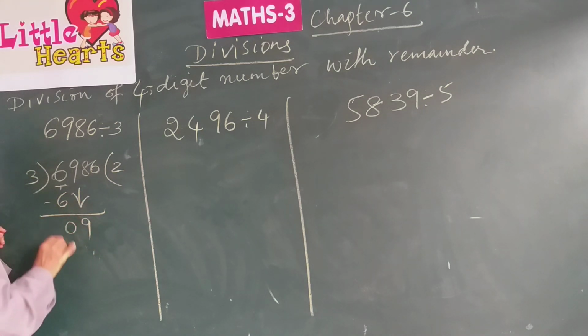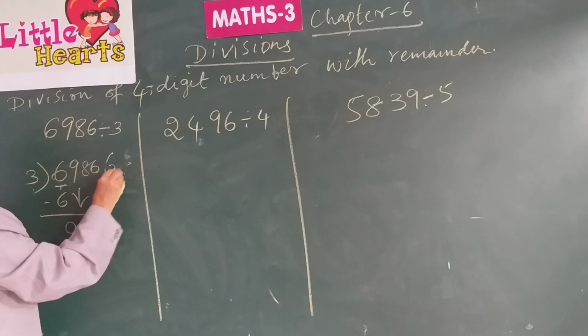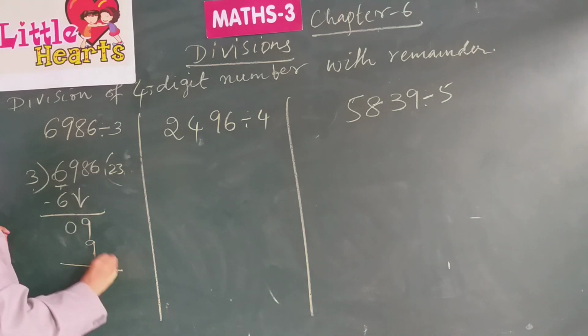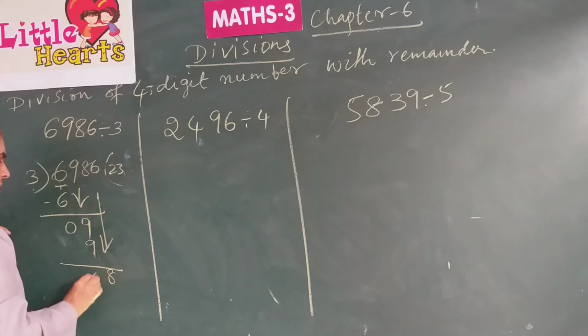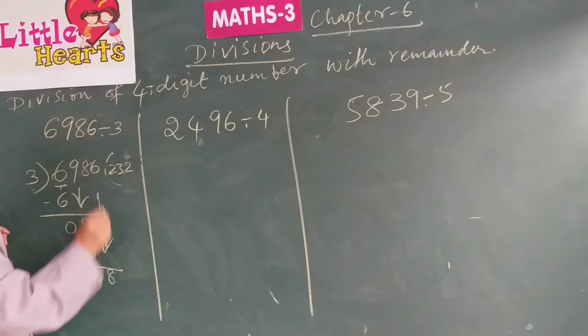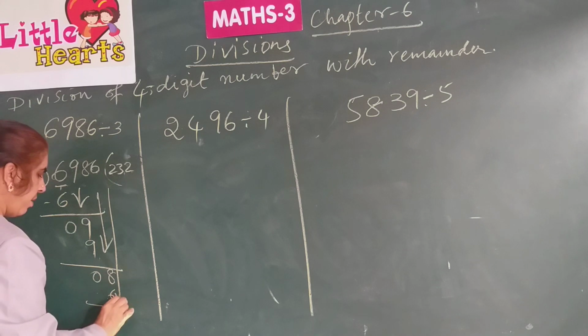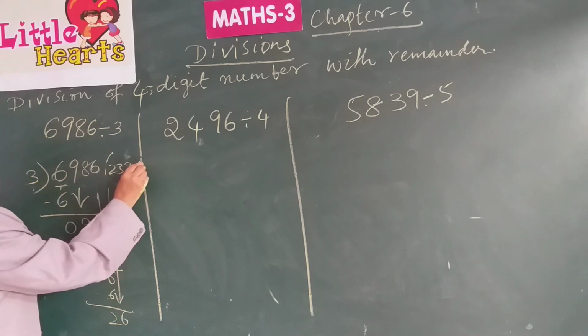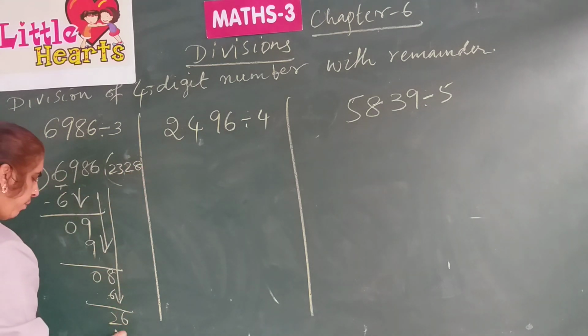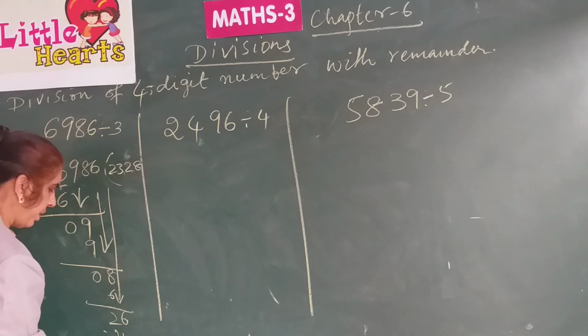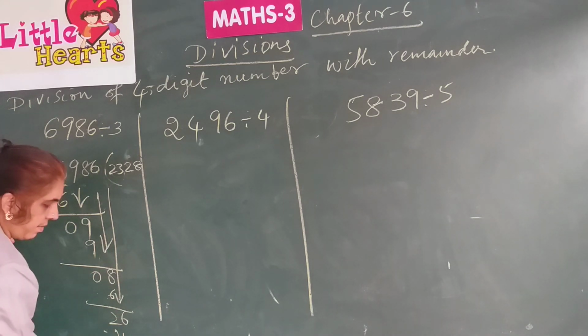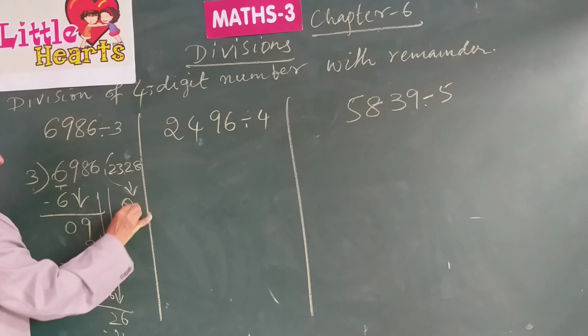6 minus 6, 0. 3 threes are 9. Bring down 8. 3 twos are 6. 8 minus 6 is 2. Bring down 6. 3 eights are 24. 26 minus 24 is 2. The remainder, and this is the quotient.